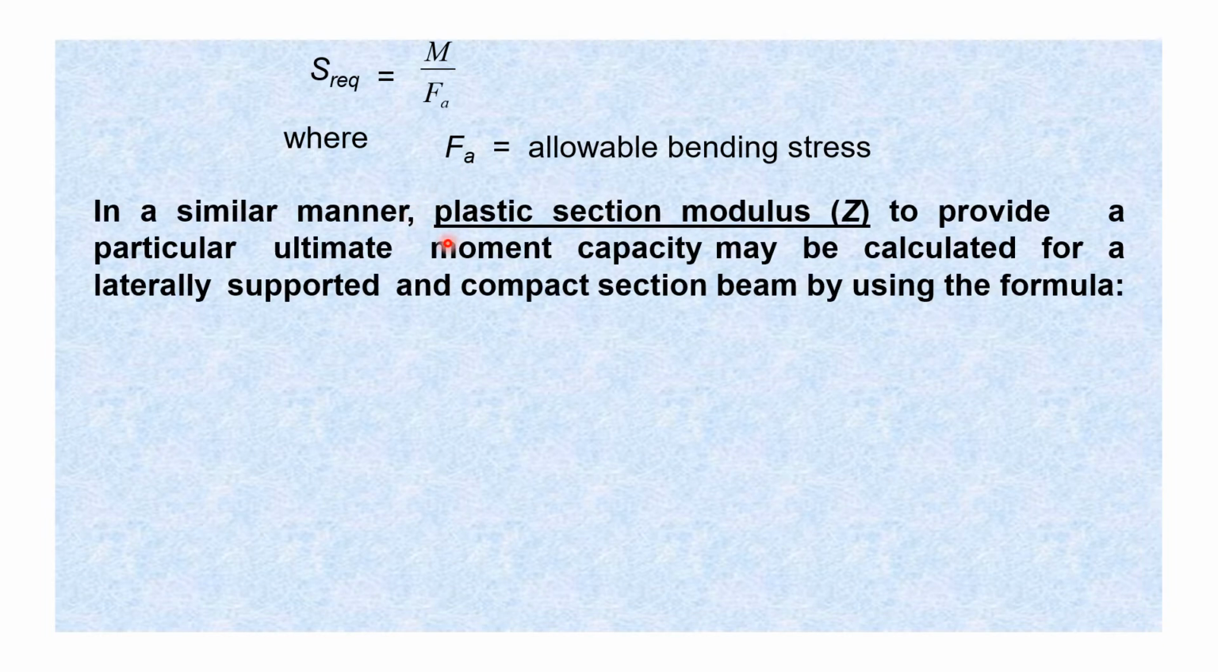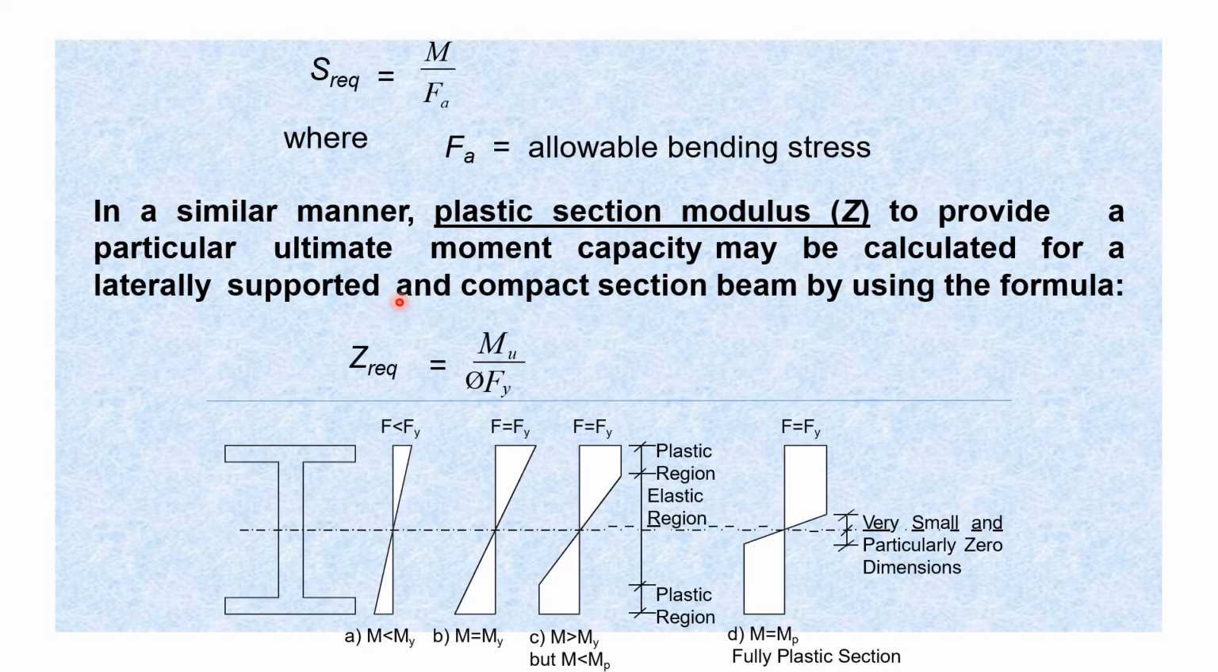In a similar manner, the plastic section modulus to provide a particular ultimate moment capacity may be calculated for a laterally supported and compact section by using this formula. Here is the elastic section modulus S. Here is the plastic section modulus that we can calculate from again the same formula, the applied moment over the yield strength. And what is the plastic section modulus?